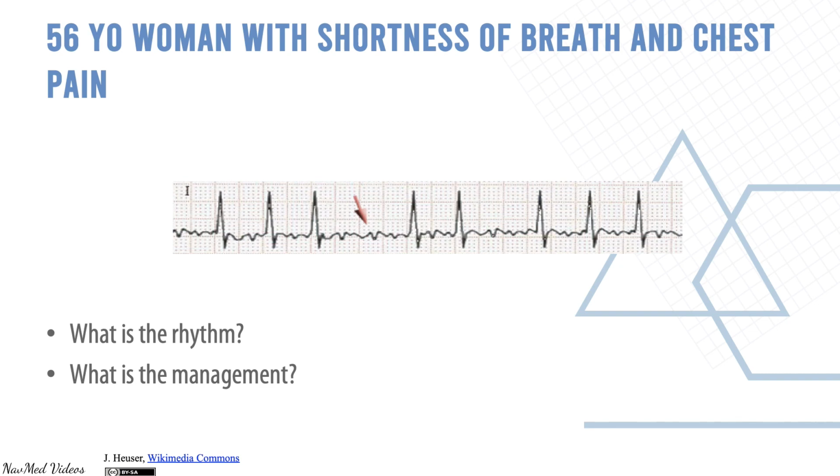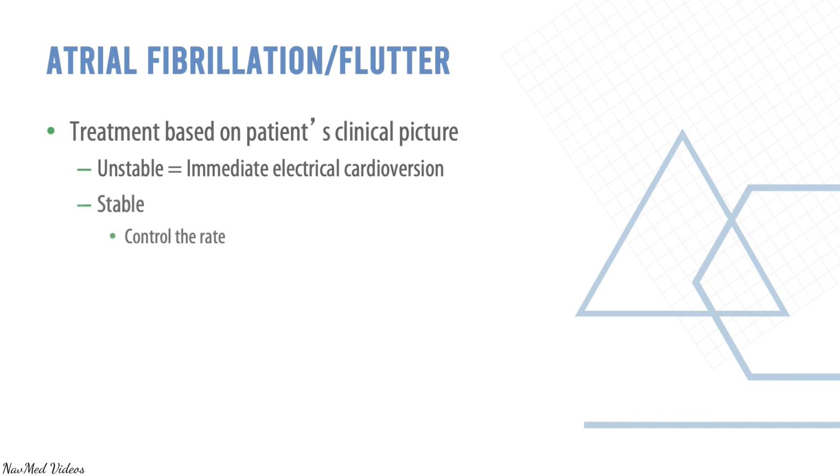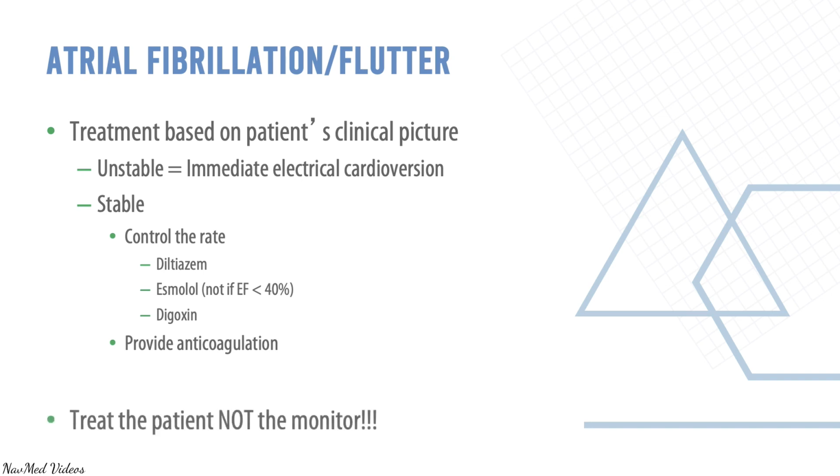56-year-old woman with shortness of breath and chest pain. What's the rhythm? What is the management? It's very simple. So the treatment based on the patient's clinical picture: unstable, immediate cardioversion; stable, control the rate; diltiazem, esmolol, digoxin, provide anticoagulation. Remember again, treat the patient, not the monitor. So this is the treatment for atrial fibrillation or flutter.